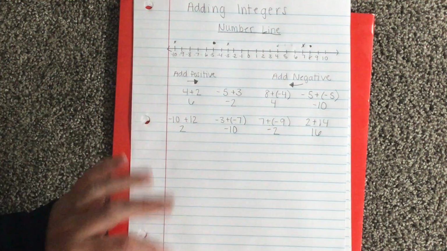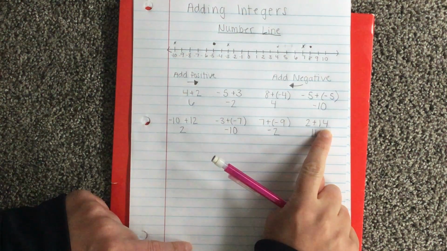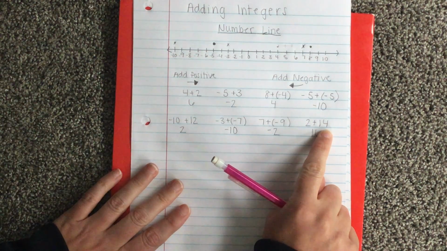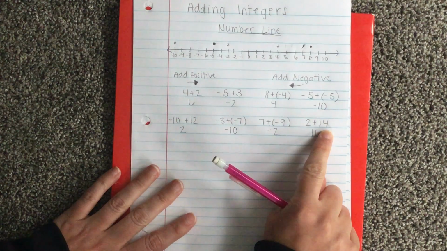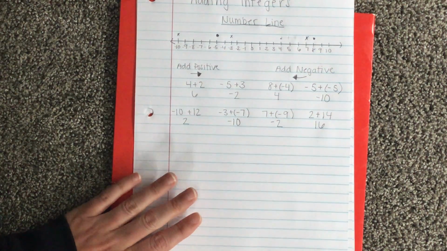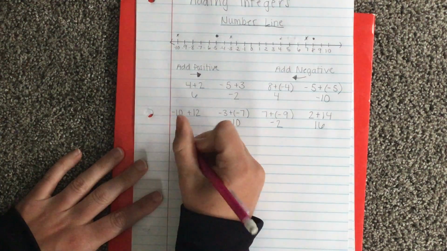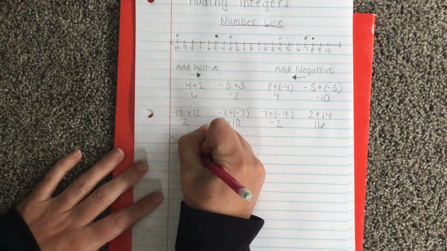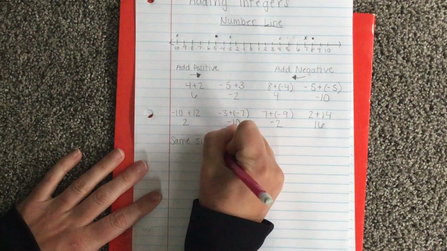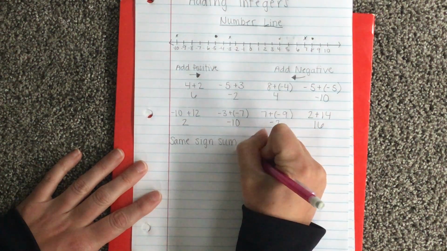Okay, so the number line is a great visual, except for when you get to problems where you have numbers that make you go off the number line, so extend the number line. And especially when you're adding bigger integers like negative 36 plus 58, you're not going to want to draw a number line for that. So I have a phrase that you can use instead. And that phrase is same sign sum. Different sign difference.